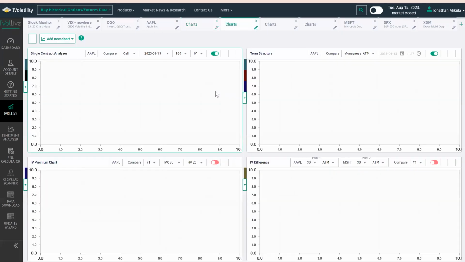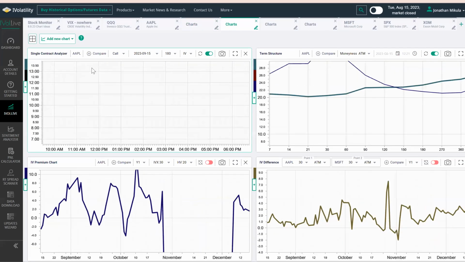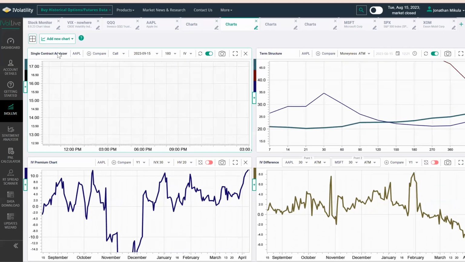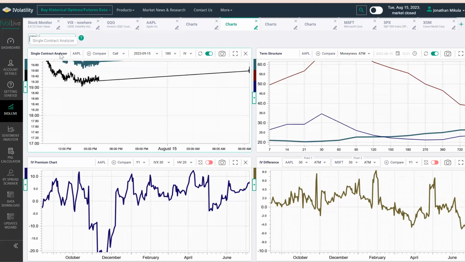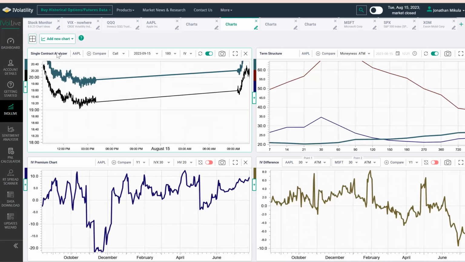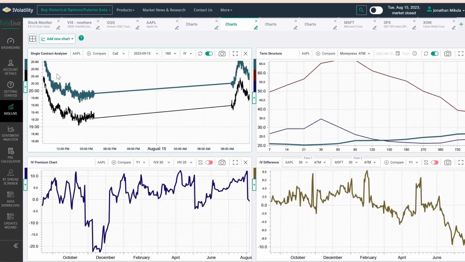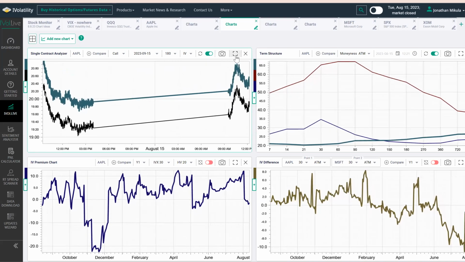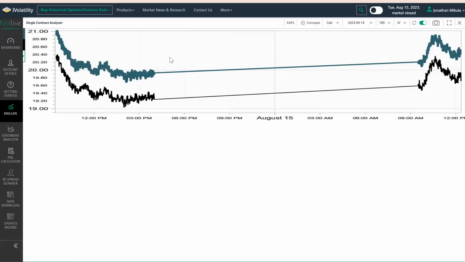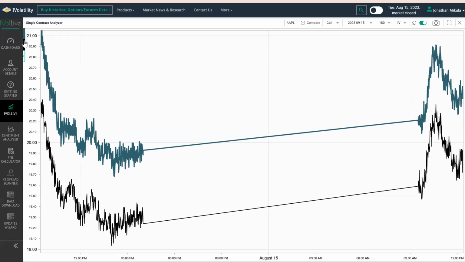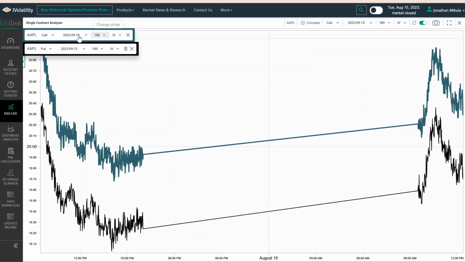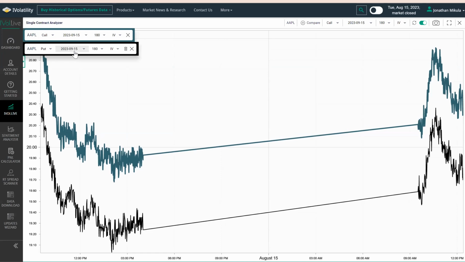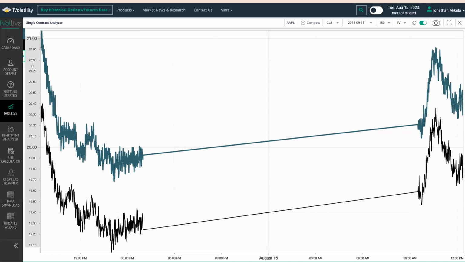Moving along to some other charts that I've prepared. Here is the single contract analyzer. This is one we didn't have time to cover in charts part 2, but I did show a view of that from the options chain. So let's go ahead and maximize this. This is a really cool chart. Let me get our legend. This is showing the Apple call that I showed from the options chain, that 180 call that expires September 15th. And this is showing the 180 put. And then on our y-axis we have implied volatility.